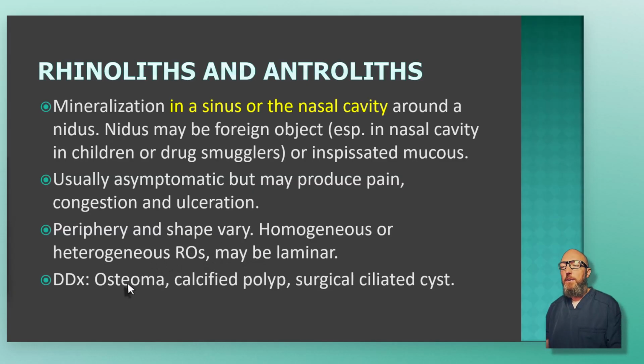And your differential is going to be osteoma. Osteoma is typically attached to the sinus or the nasal cavity wall and looks more smooth and well-defined, whereas rhinoliths and antroliths are usually separated by a bit of soft tissue or some mucus separating it from the sinus wall.